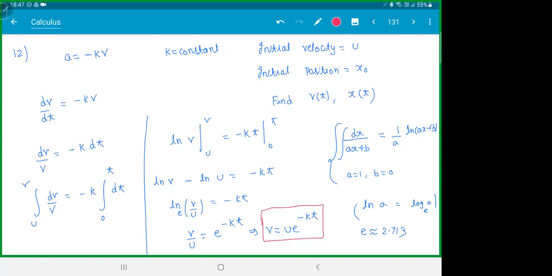Exponentials are pretty common in physics. You encounter them a lot. From here, can you find the position?